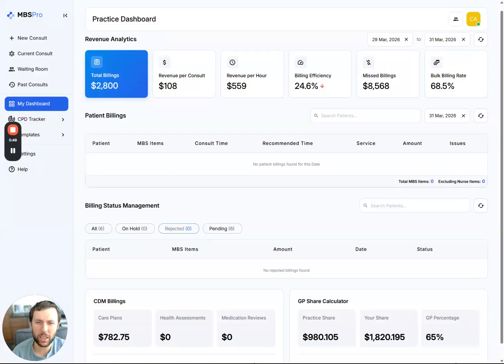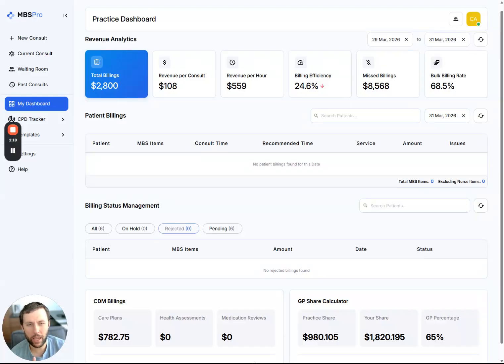What is an interesting thing to look at in the context of these numbers is billing efficiency. You can see that's 24.6%, and there's a little down red arrow, which means it's not great. Essentially, this is a measure of your ability to utilize all the items that would be available for a patient.